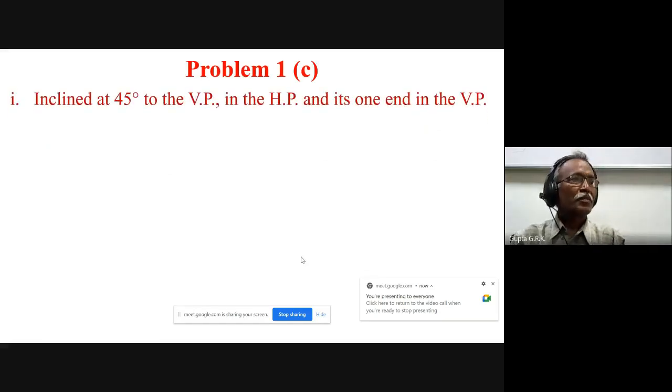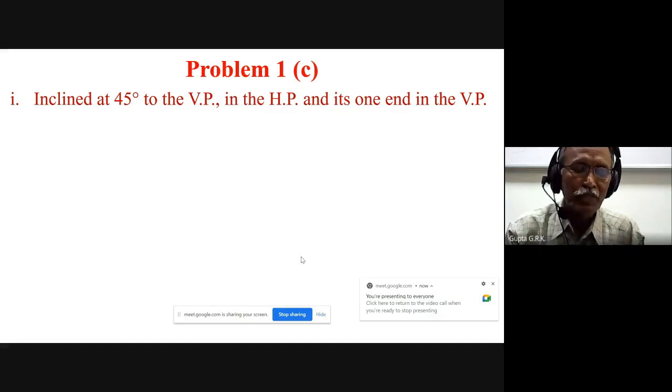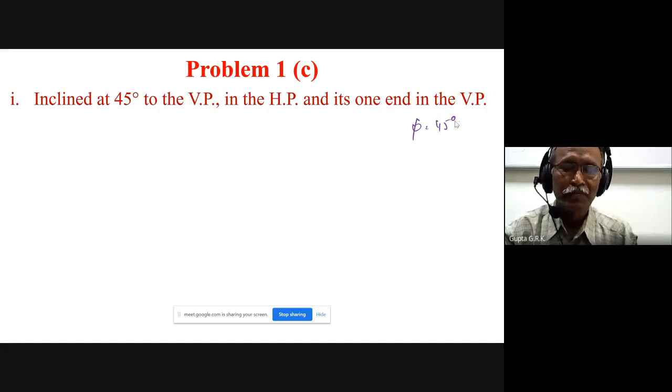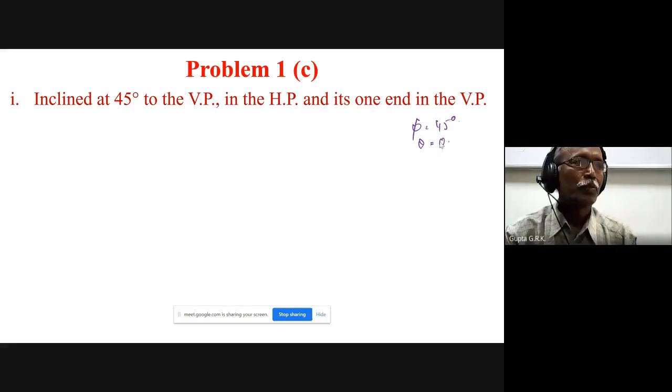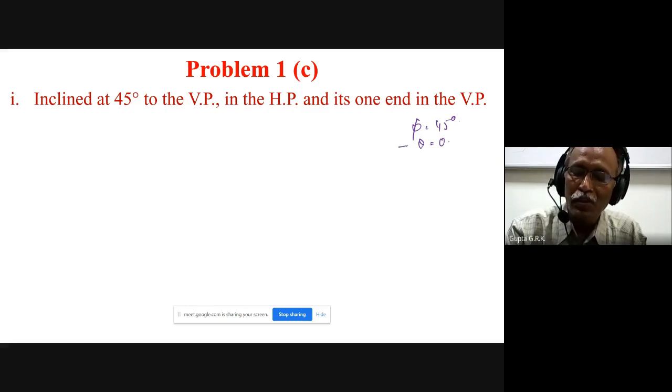Okay, now we will see this. Inclined at 45 degrees to VP. What is this angle? Phi. Phi is equal to 45 degrees. And its one end is in the HP. In the HP means what is theta? 0, right? So it is parallel to HP. So in the HP means parallel to HP. So it is parallel to HP and inclined to VP, and its one end is in the VP. If it is in the HP, what can I conclude from here?